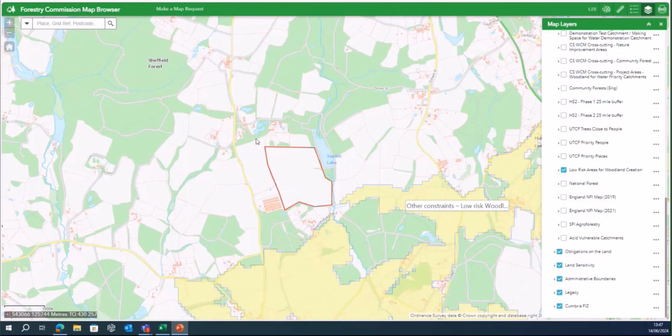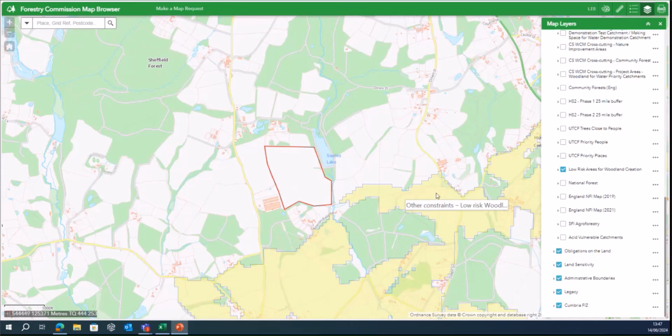But the converse is also the same, that this low risk doesn't necessarily indicate that woodland will be a definite here. It just means it's less sensitive. And it's always worth speaking to your woodland officer about this, as they're likely to have more information on what's nearby and can speak to our area advisor team. So if we switch that off.